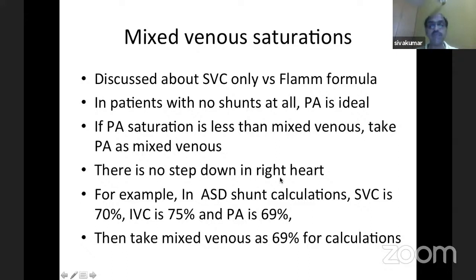There is no step down in the right heart. Remember, there is no step down in the right heart. For example, in an ASD shunt calculation, if the SVC is 70 and IVC is 75 and PA is 69, take 69 for calculations. Don't take 70 and 75. This you should always remember. There is no step down in the right heart. Similarly, there is no step up in the left heart. In pulmonary vein to aorta, there cannot be a step up.